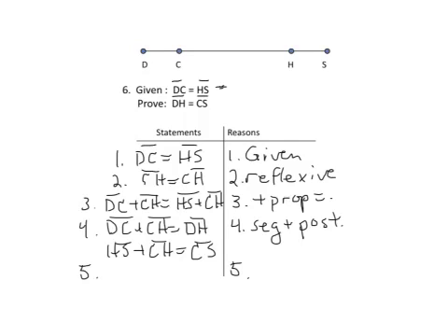Looking at our proof now, I want to prove that DH is congruent to CS. Well, here I have DH in my proof and I have CS in my proof. And I can go to step number 3 and I can replace DC plus CH with my new value DH here. And I can replace HS plus CH with CS. What allows us to do that replacing? DH is equal to CS is our substitution property. We've just replaced those values. And you're done.